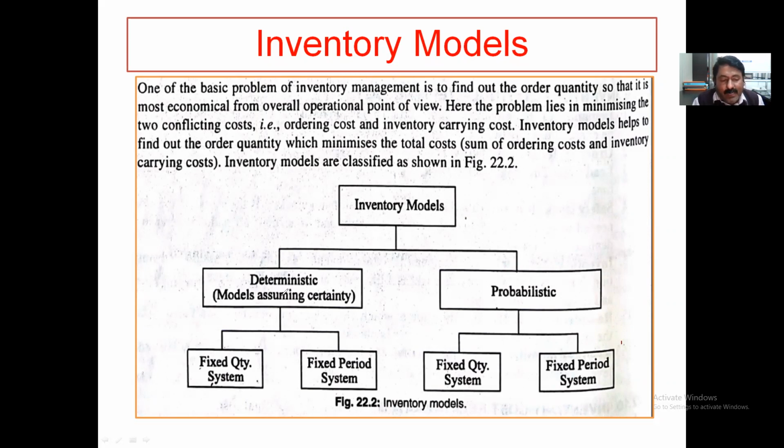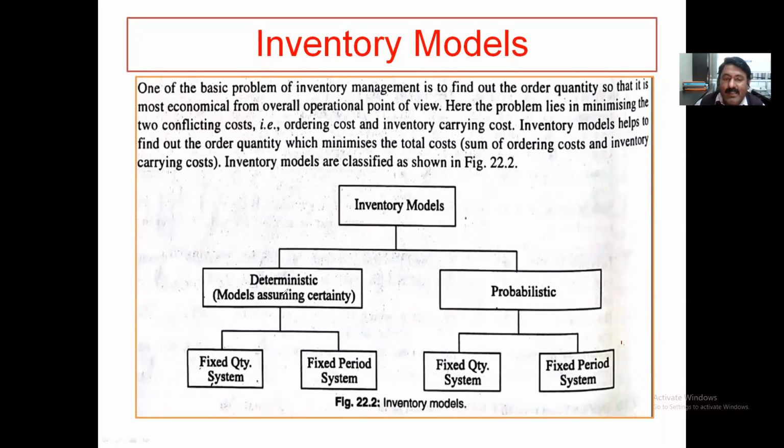Again, there are two approaches: fixed quantity system and fixed period system. In the fixed quantity system, an order will be released after every 5,000. So a 5,000 order will be given, then again, up to the safety stock, it will be utilized, and again a 5,000 order will be given. It is irrespective of the period. The first 5,000 may be consumed in 2.5 months, the next 5,000 in 2 months, and the remaining 5,000 in 3 months. So it is not about the period, it is about the quantity.